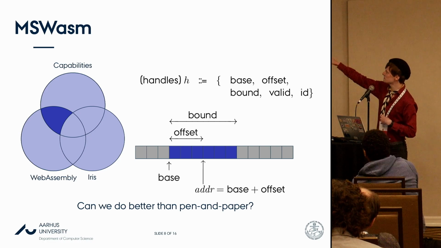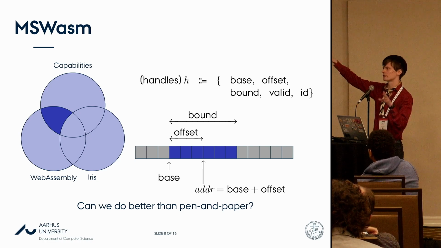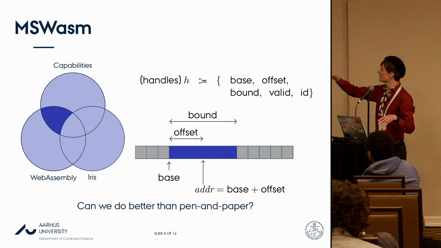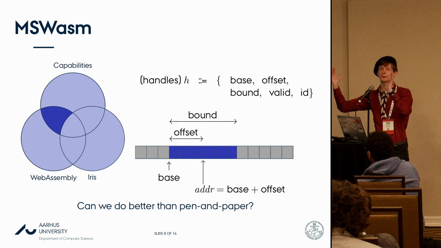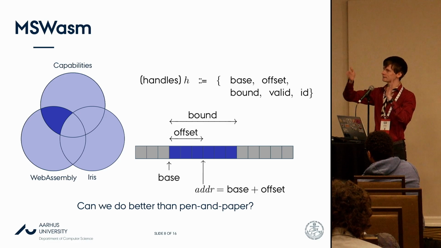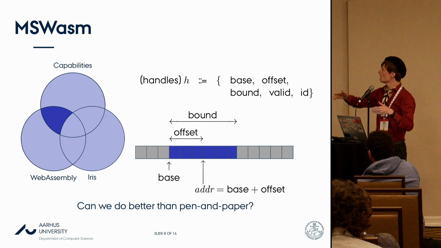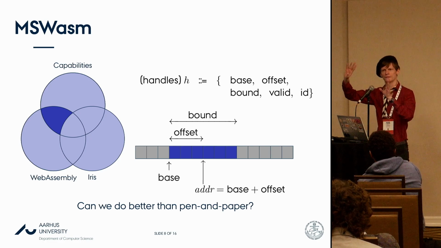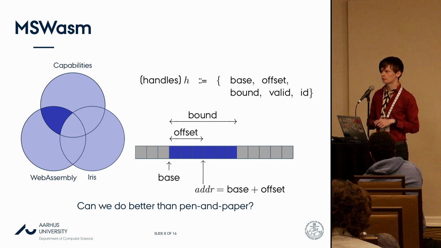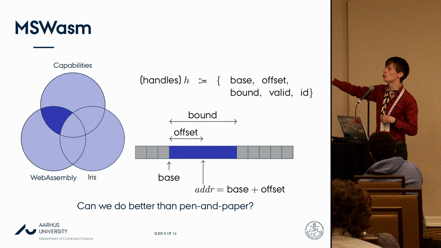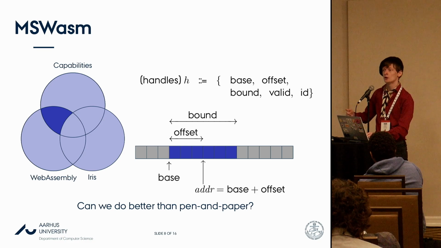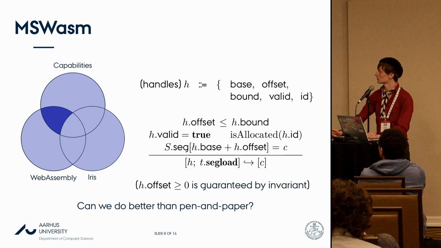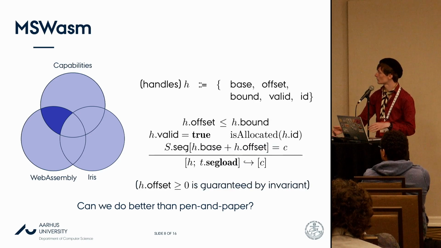The types of capabilities used in MSWasm are called handles, and they're these records with 5 fields. You have a base and a bound that define the range of memory you're meant to have access to, an offset that defines where your handle points to, and then valid and ID, which are 2 other fields that are used for performing dynamic checks when you load and store. The way now it works to load and store from memory using a capability is that whenever you read or write, we're going to dynamically check that you are accessing a region that you're supposed to be allowed to access.